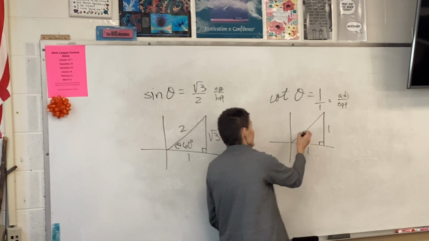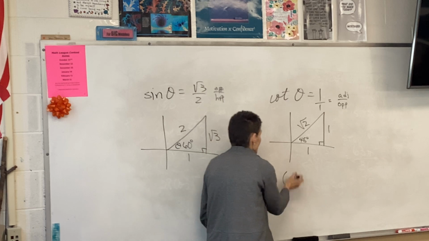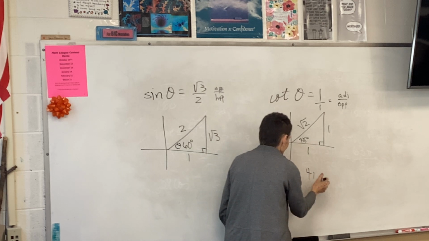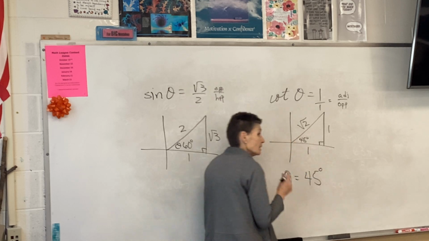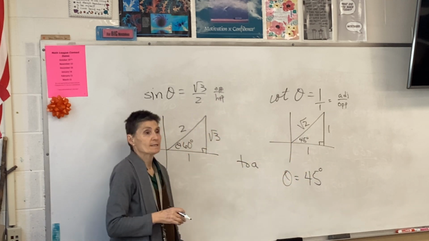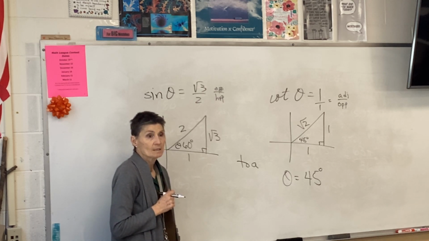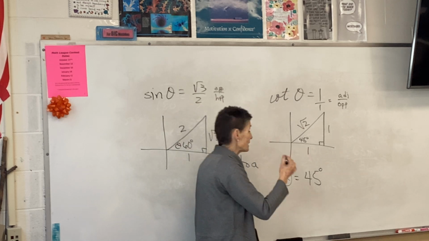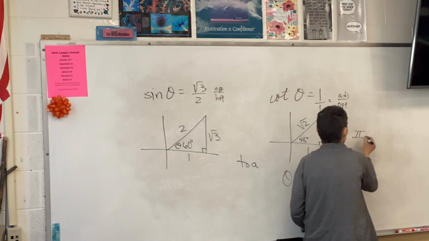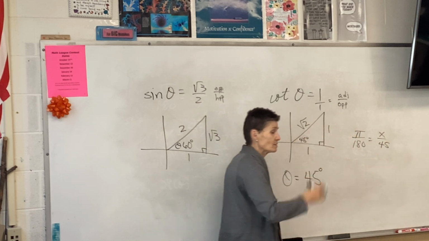So my hypotenuse is root 2, and how big is my angle? 45 degrees. So theta is 45 degrees. Now that would be wonderful, except it says I gotta answer in radians. So I can always do what I did a minute ago. Pi over 180 equals x over 45. I can always do that.